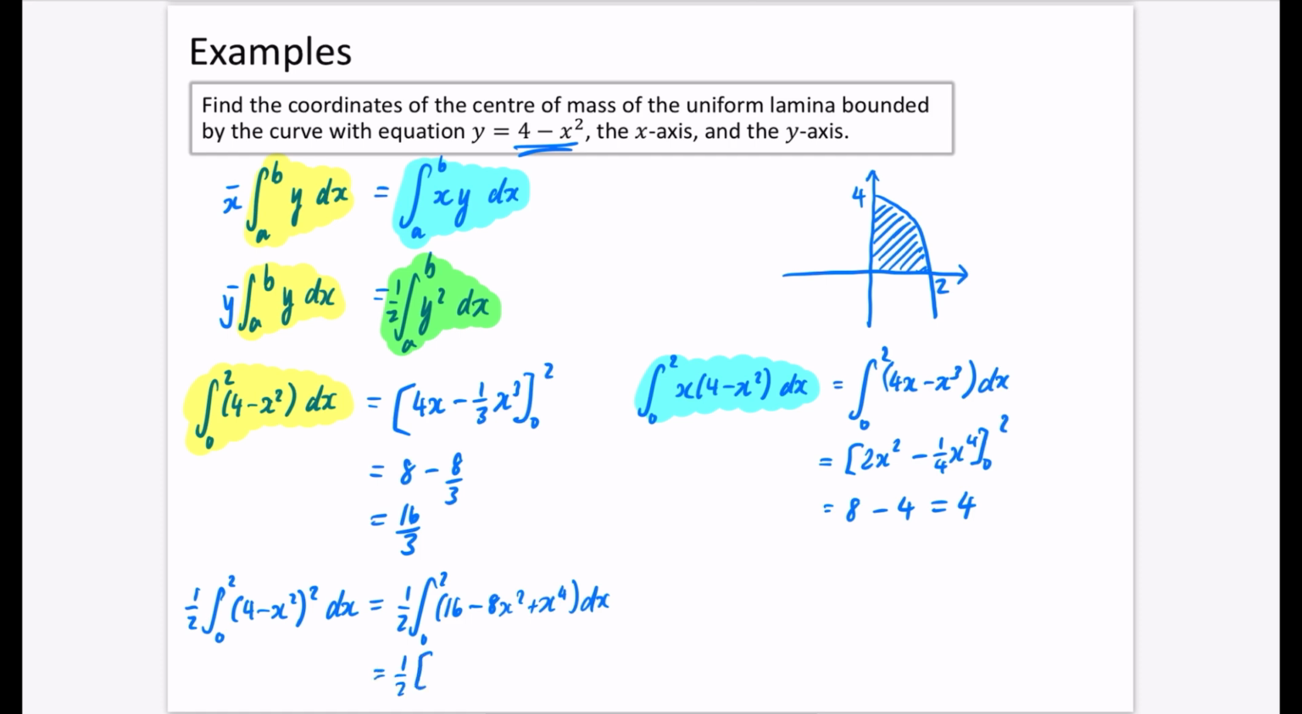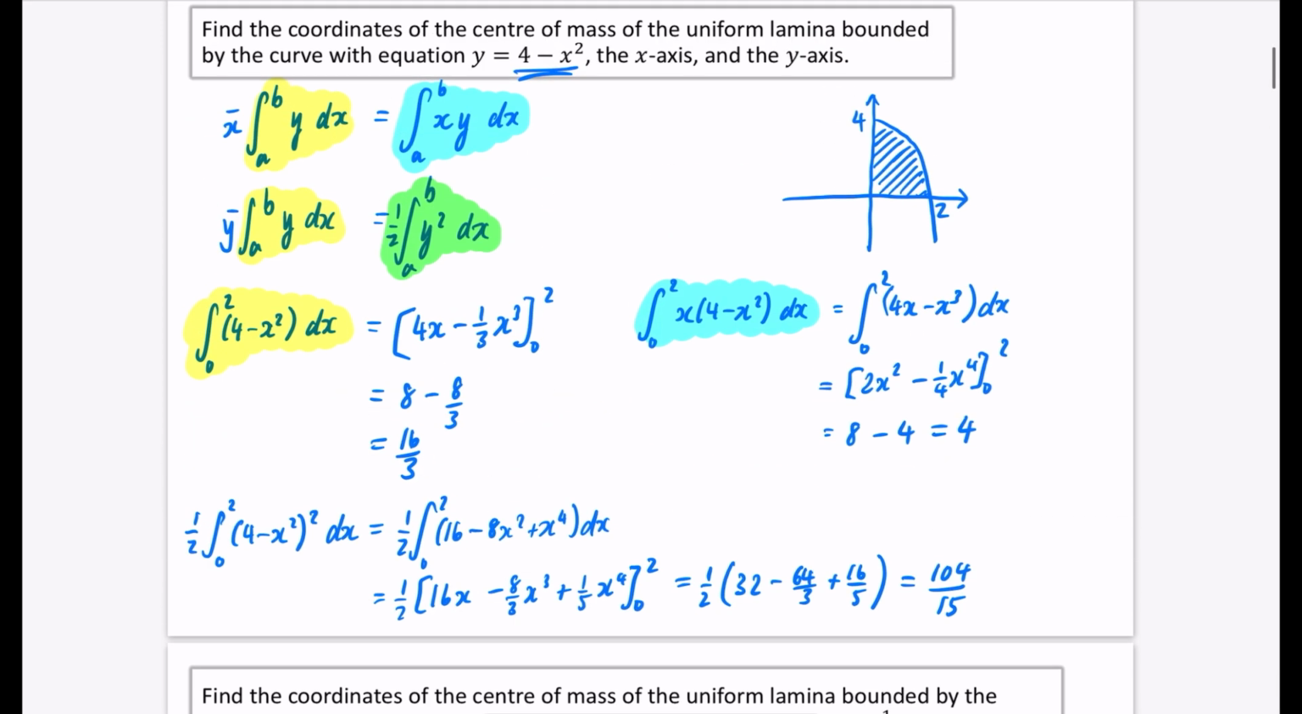So it is 16x minus 8 thirds x cubed plus 1/5 x to the 4 between 0 and 2. So that's going to be a half multiplied by 32 minus 64 over 3 plus 16 over 5. It's just me doing a lot of substitution in my head, so let's just quickly do that. 32 minus 64 over 3 plus 16 over 5. I'll also half that, and we get that it is 104 over 15.